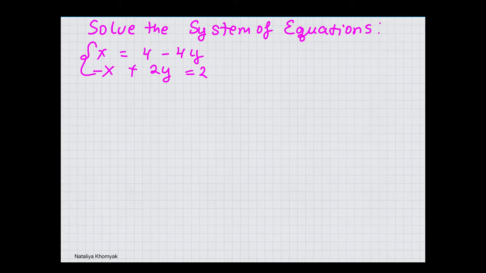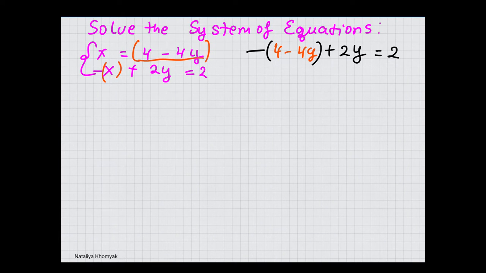Solve the system of equations. Once again, we have x being solved for already, so instead of the x in the second equation, we're going to plug in what this expression is. So I'm going to copy the second equation as is. We have negative x, and I'm going to use parentheses instead of it, plus 2y equals 2. And from the first equation, we have 4 minus 4y being equal to x. And now we just solve for y.